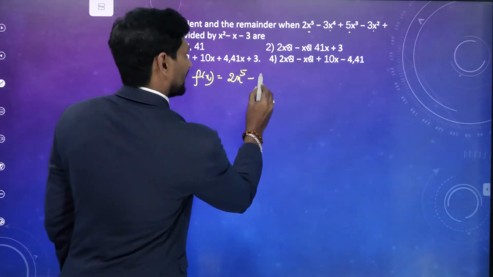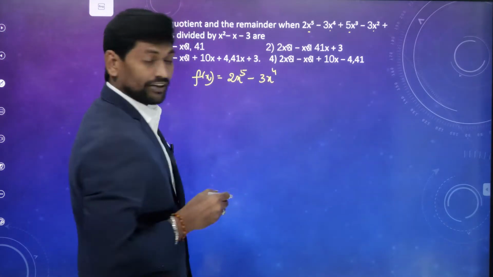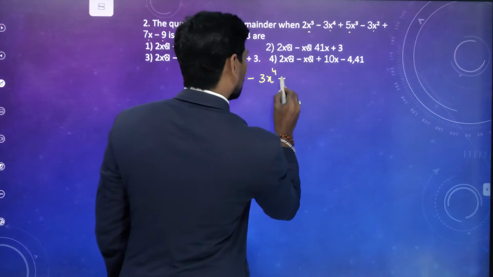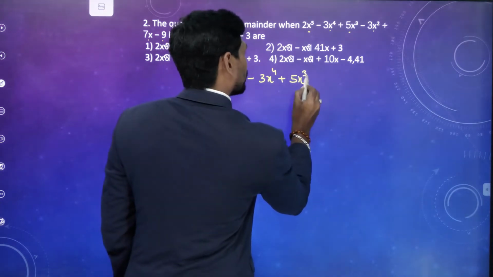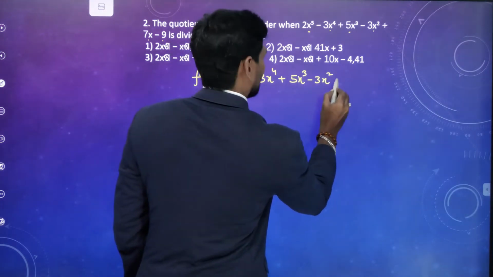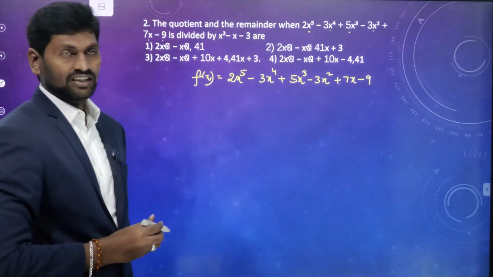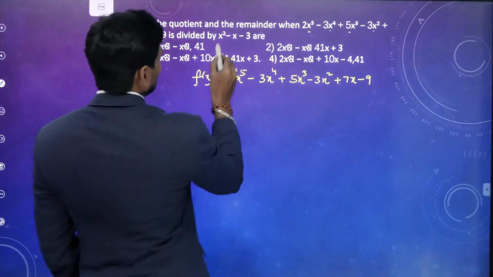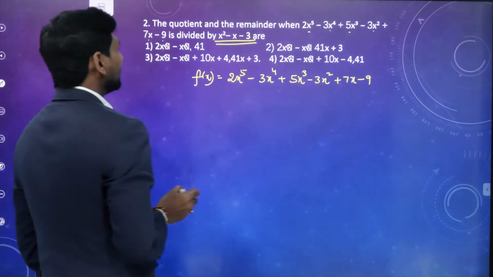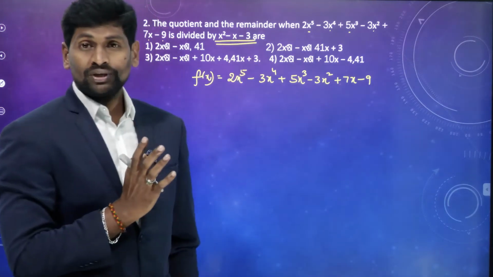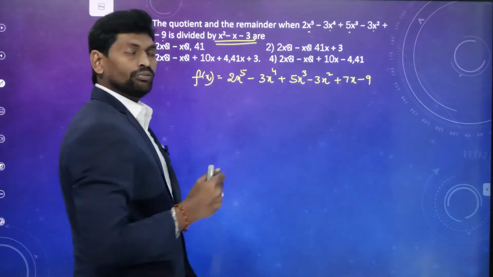Okay. Minus 3x power 4. 2x power 5 minus 3x power 4, plus 5x cube minus 3x square plus 7x minus 9. Okay. Now, what is this? This entire fifth degree polynomial is divided by a quadratic polynomial.